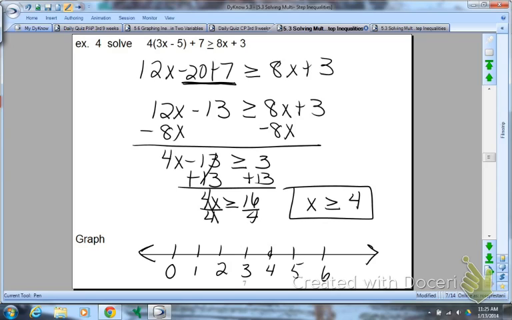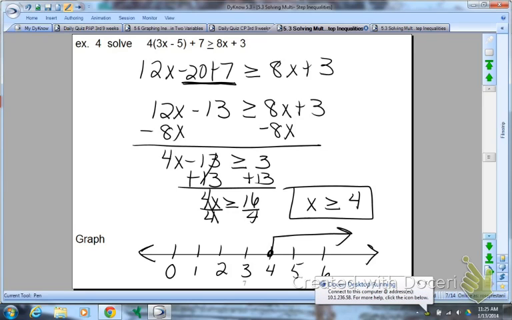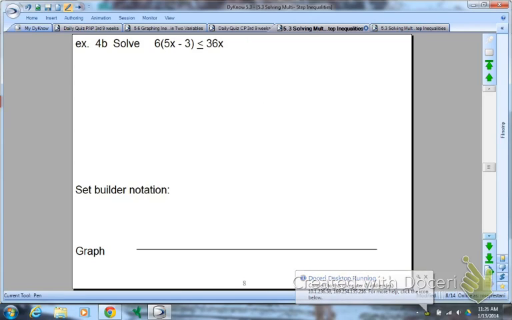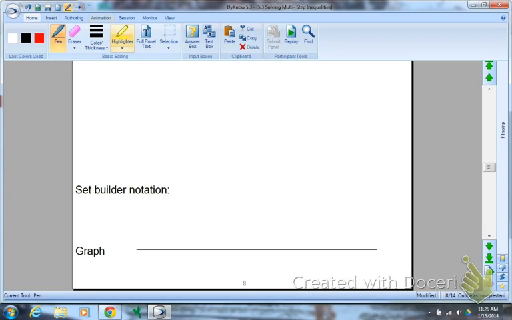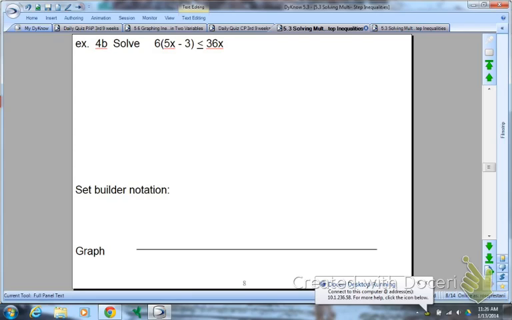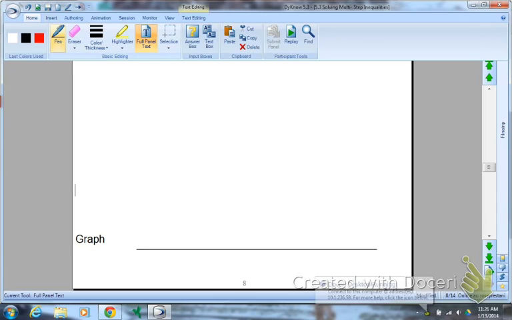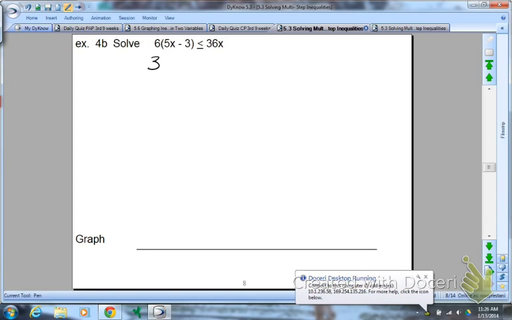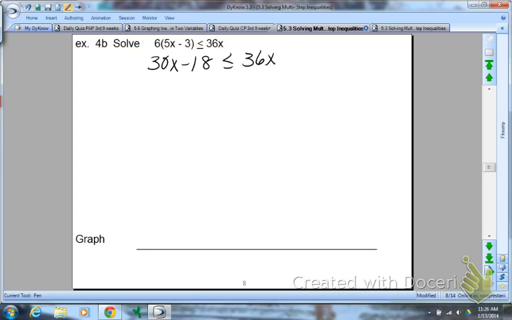Close circle at 4 and everything to the right. Okay? Okay, example B. Go ahead and write this down. Very first thing we're going to have to do is the distributive property. Now in this problem, remember I want the variable on the left side, but there's a problem.